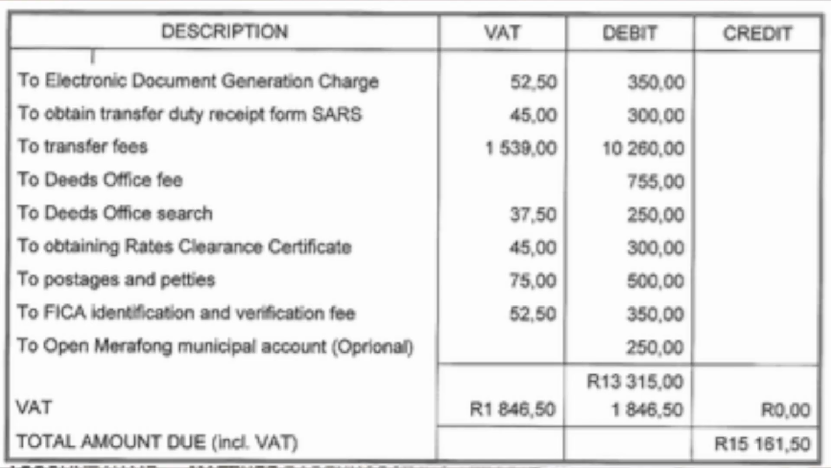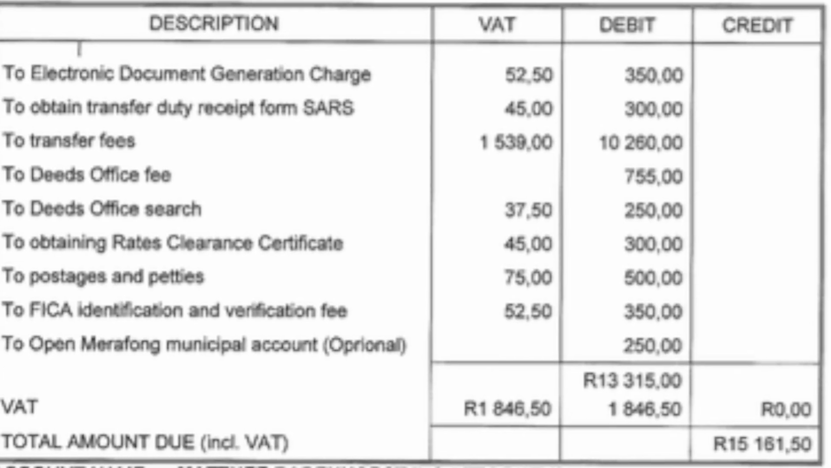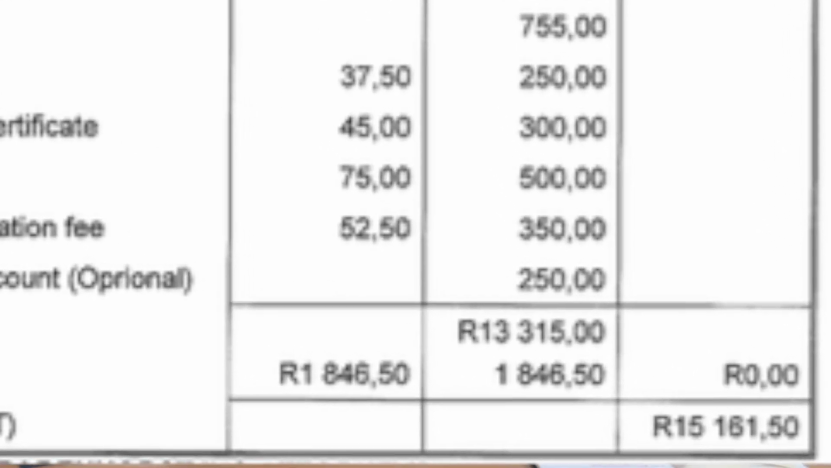We also have the rates clearance certificate. To get that, that's 300 rand. And then we have our postages and petties, which is 500. Now everything amounts to 15,000.